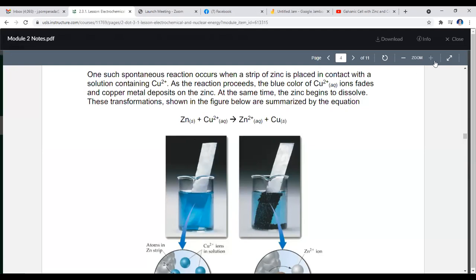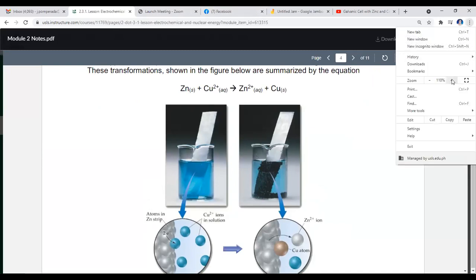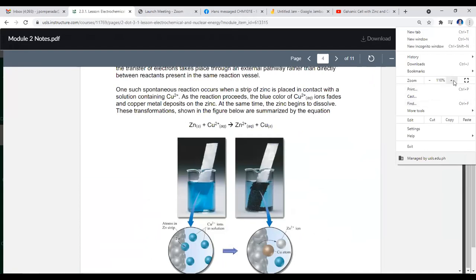Now, if you look closely here, I'd like to zoom in. Let me check, class, if I can increase this. Oh, sorry.